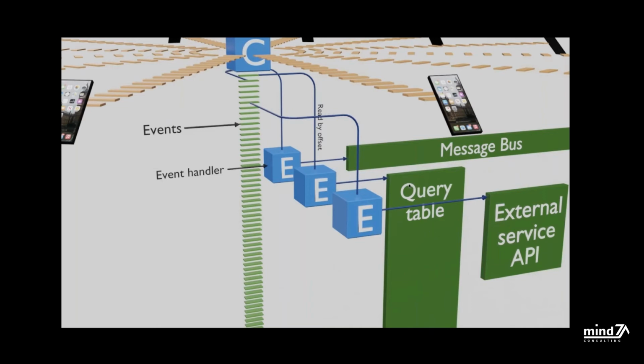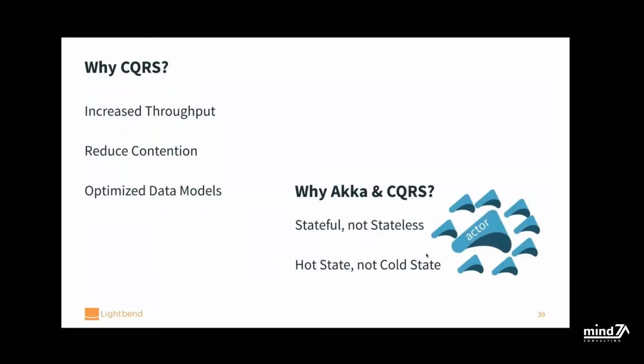So you can have multiple of these event handlers. One event handler is feeding data to relational query tables, another event handler is feeding data to, say, Elasticsearch, another one's feeding data to Mongo. Whatever you want to do, you have the flexibility to do those kinds of things using this type of approach. And with the Akka part, adding on to it, we're stateful, not stateless, and that adds to performance as well, because you're reducing how often you have to go back to the database to read from it.